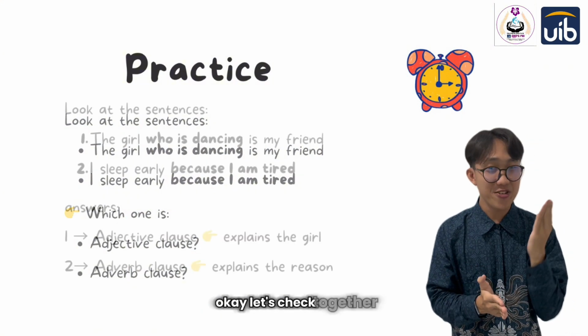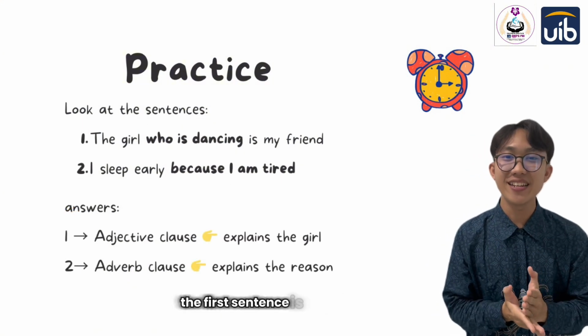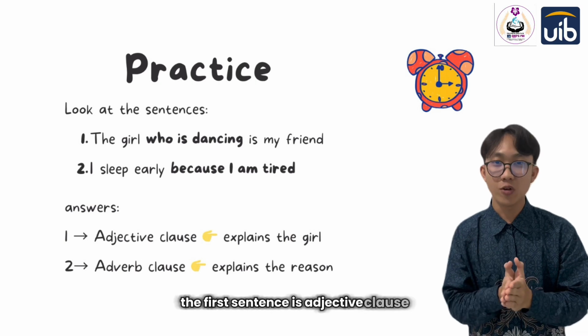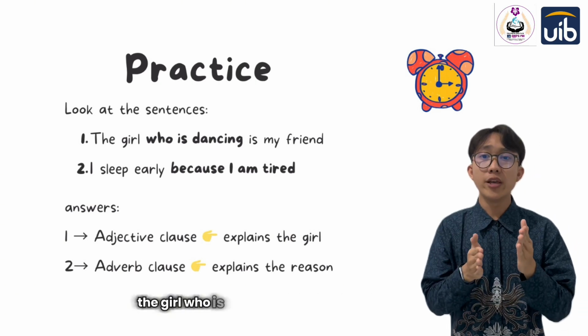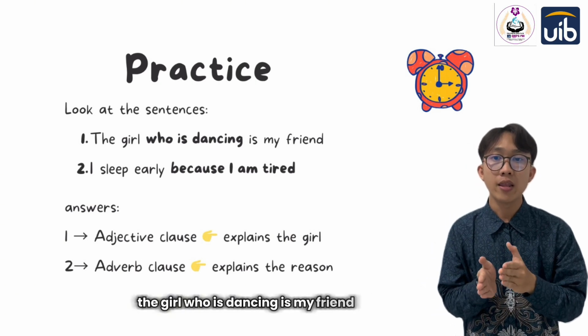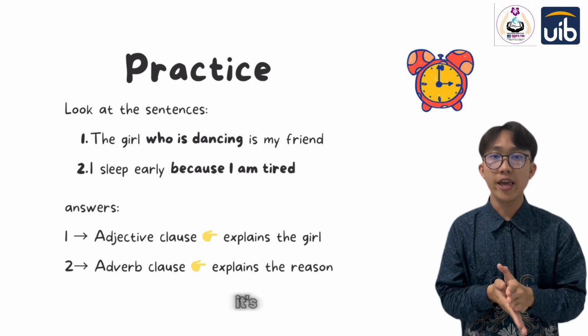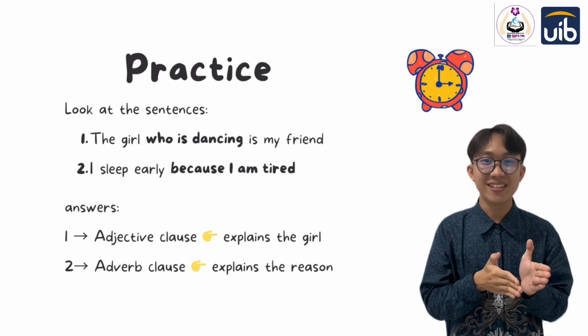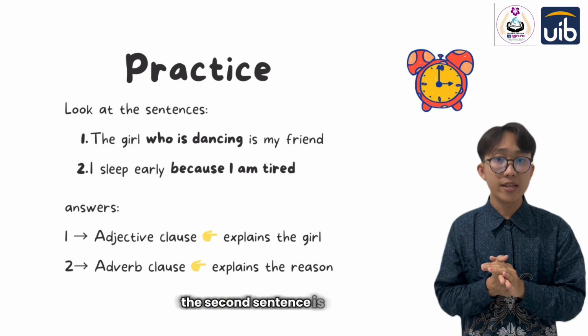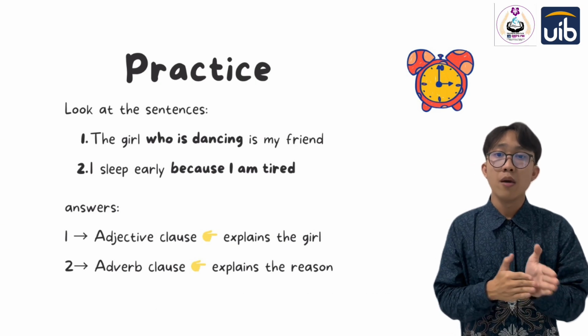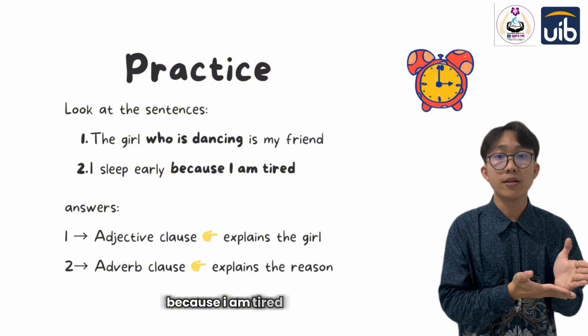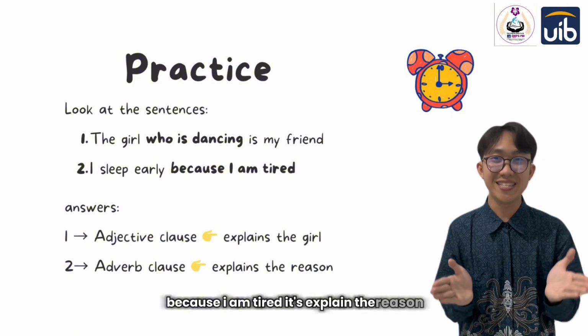Okay, let's check together. The first sentence is an adjective clause. The girl who is dancing is my friend. Who is dancing? It explains the girl. The second sentence is an adverb clause. Because I am tired. It explains the reason.